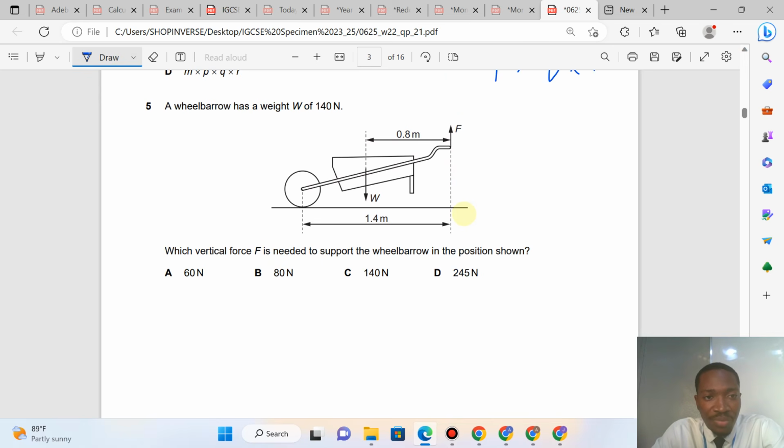Number 5, a wheelbarrow has weight W of 140 Newton. A vertical force F is needed to support the wheelbarrow in the position shown.